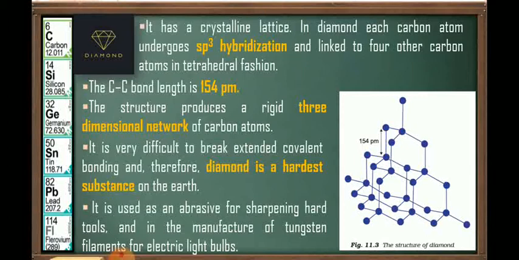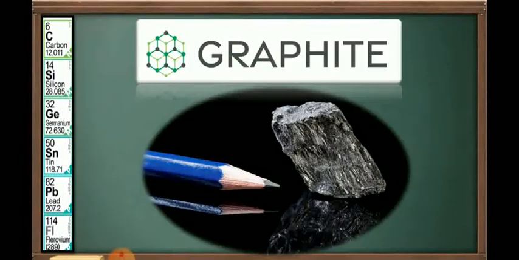Okay, the important property, first of all, it's a crystalline lattice. It's a three-dimensional rigid network of carbon atoms. Each carbon atom undergoes sp3 hybridization. Each carbon is bonded to 4 other neighboring carbon atoms in a tetrahedral fashion, and bond length is 154 picometer. Diamond is the hardest substance. Clear? Okay. We'll move to the next allotrope, graphite.